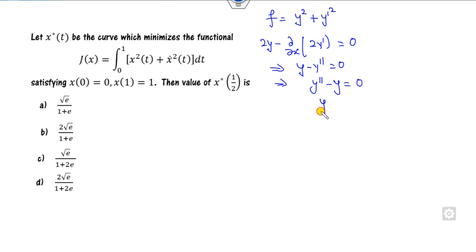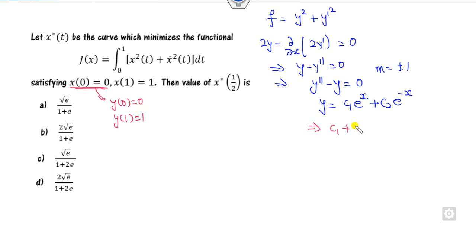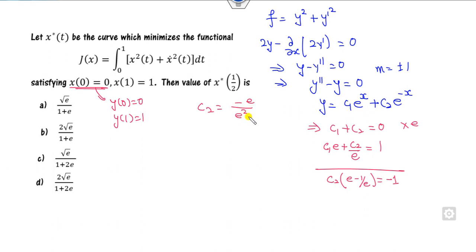So it means y is equal to c1 e raised to power x plus c2 e raised to power minus x. Now y of 0 is 0 and y of 1 is 1. y of 0 is 0 means c1 plus c2 is 0. y of 1 is 1 means c1 e plus c2 over e is 1. So I can multiply this by e and add them. c1 e will be cancelled out. c2 times e minus 1 by e is minus 1. So c2 will be minus e over e square minus 1.